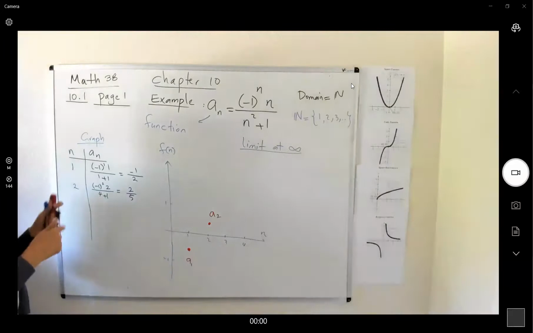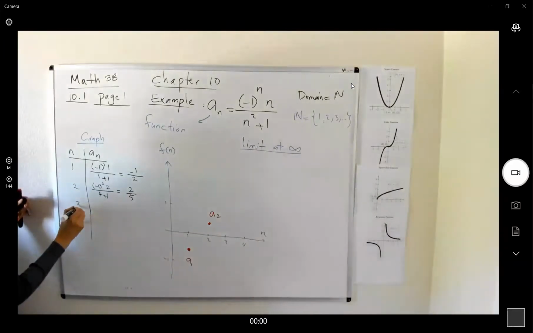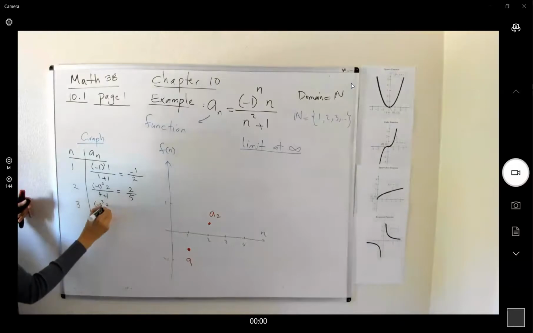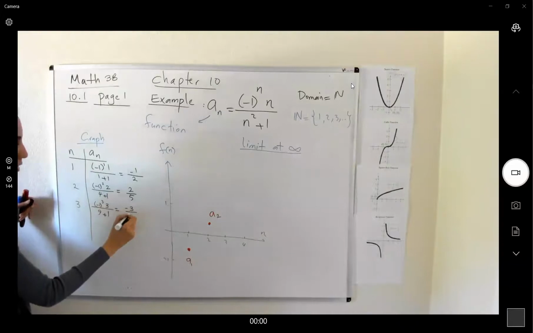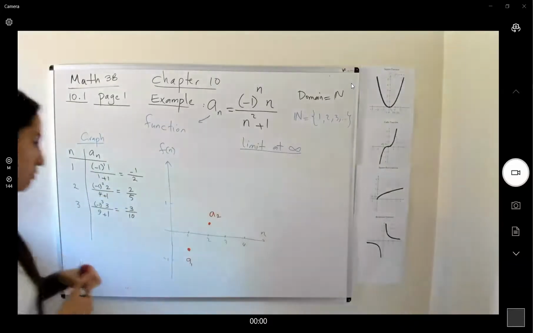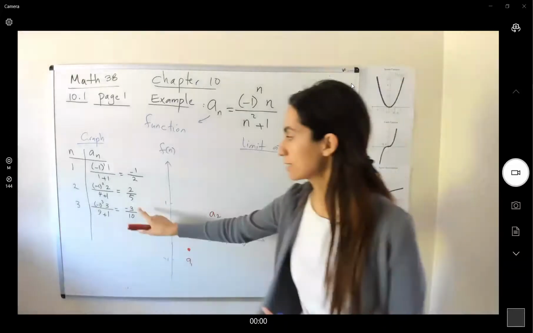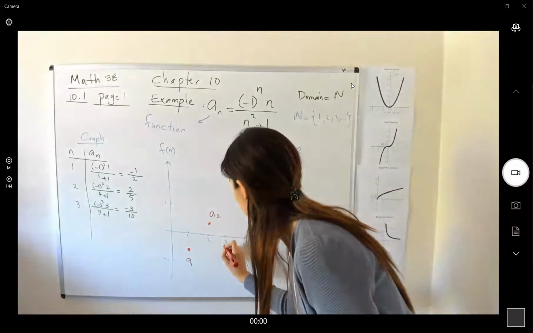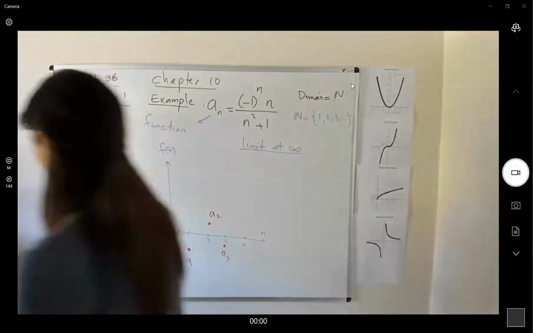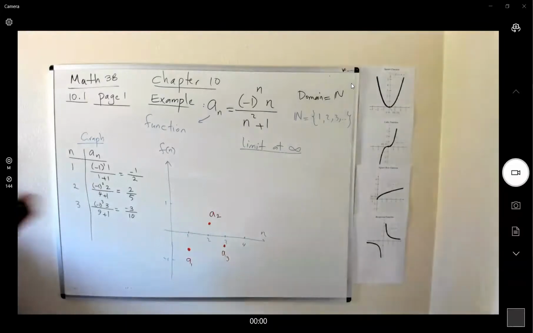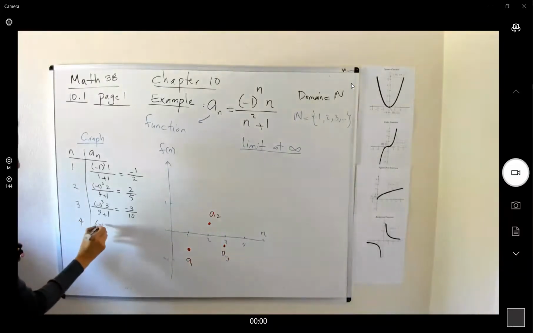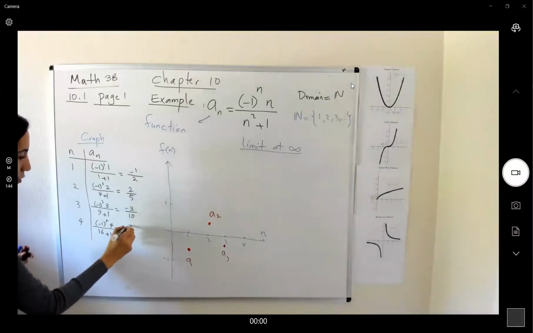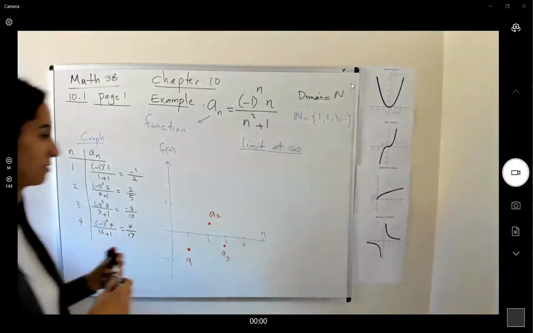Let us plug in 3. If I plug in 3, I get -1 to the third times 3 divided by 9 plus 1, which is -3 over 10. Very well. My third term is a negative fraction. A sub 3. Let us plug in 4. -1 to the 4th times 4 divided by 16 plus 1, which is 4 over 17.